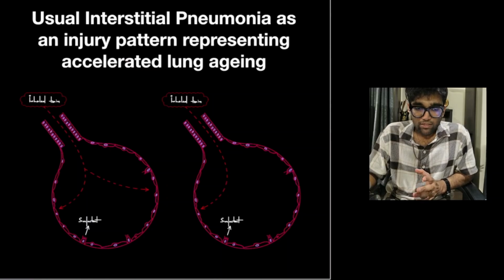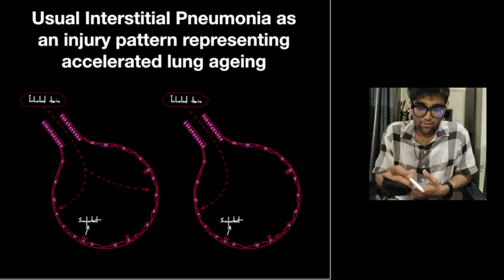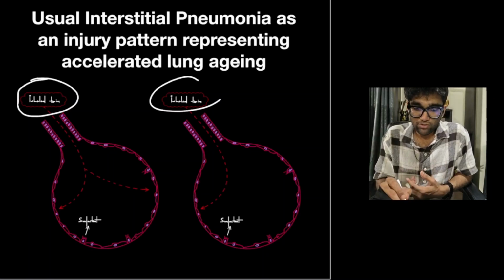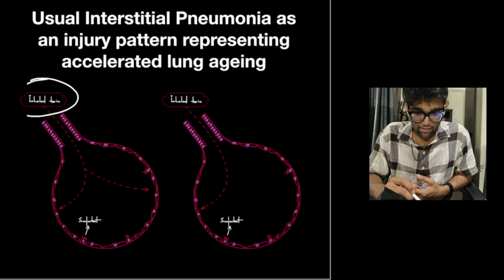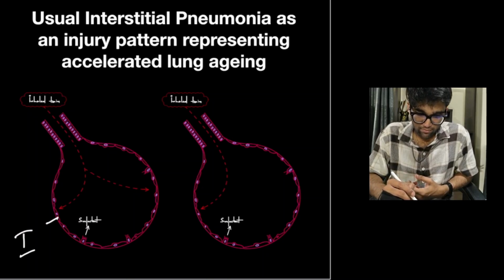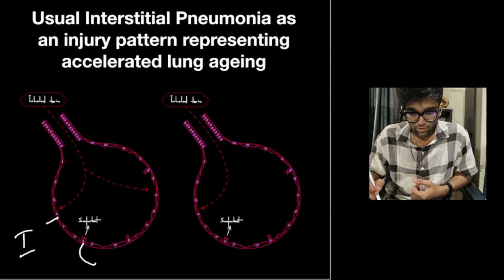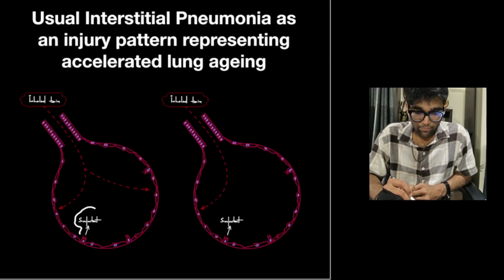So usual interstitial pneumonia, as I said, is an injury pattern that basically just represents accelerated lung aging. So the lung obviously is used for gas exchange and therefore is exposed to any and all types of inhaled toxins. Okay, so I've shown the two alveoli here. The alveoli are lined by two types of cells. These flattened cells are what we call the type 1 pneumocytes, and the columnar cells are what we call the type 2 pneumocytes. Now the type 2 pneumocytes do two very important functions. One I have shown in this diagram also, that is they secrete surfactant.